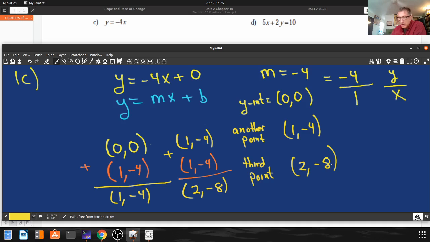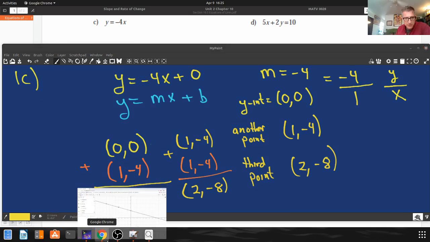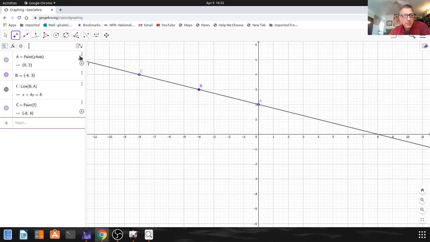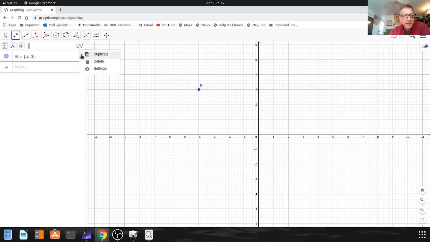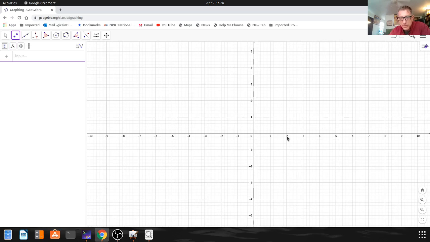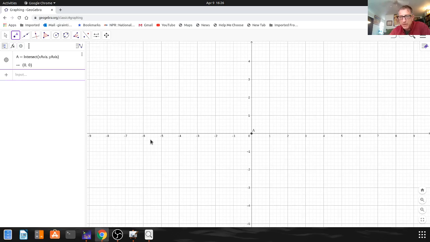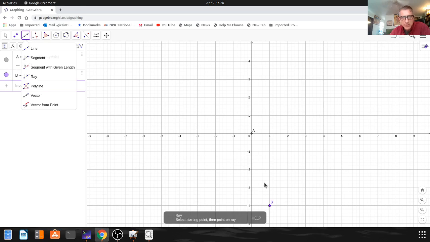So let's go ahead and plot those. So (0, 0), slope is minus 4. And I got (1, -4) and (2, -8). So going over to GeoGebra, erasing all existing things. So my first point, it goes through the origin. So I'm going to put a point right there at the origin. Then I found out the next point it goes through is (1, -4). So here is 1, and there is -4. So let's draw a line to those 2 points.